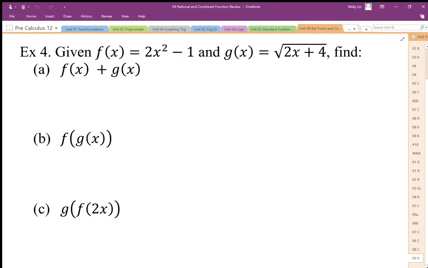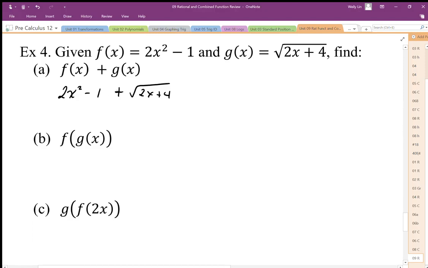f of x is equal to 2x squared minus 1, and g of x is equal to 2x plus 4. So finding the combined function, if we have an addition function, we're just going to add these two functions together. So we are going to end up with 2x squared minus 1 plus the square root of 2x plus 4.